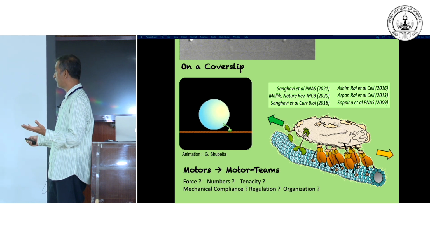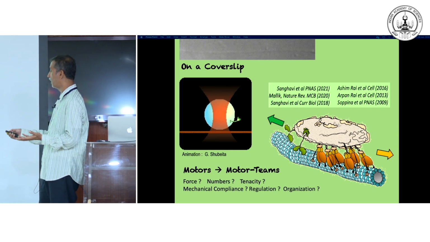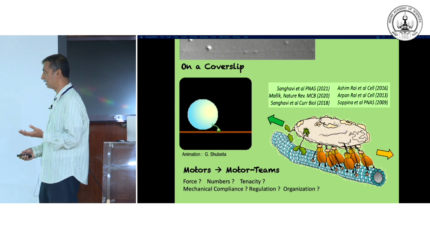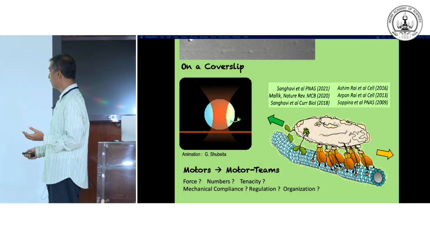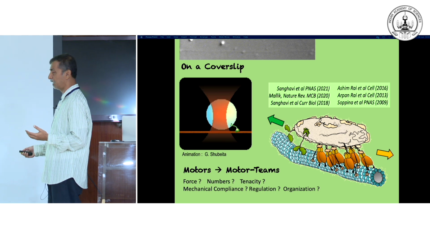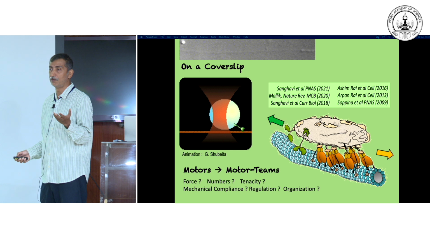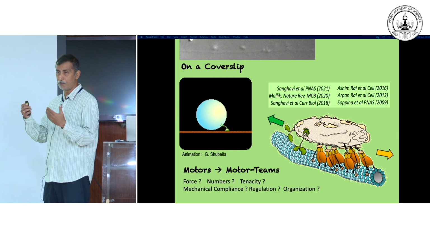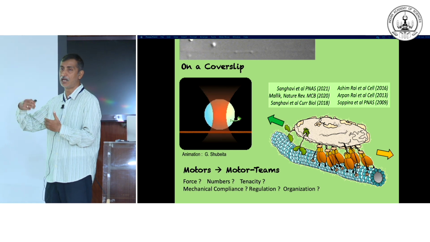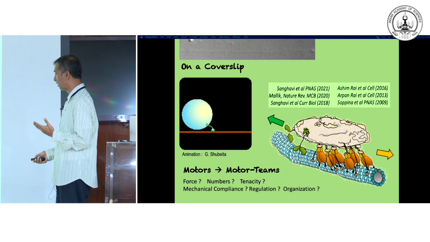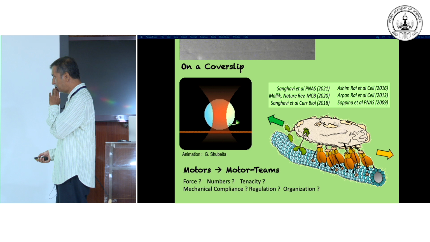If this is an arrangement that exists on these kinds of cargoes, it may not be similar for all kinds of cargoes, depending on where that thing is supposed to go. What are the forces that each of these motors generate? Typically of the order of piconewtons, but just measuring a piconewton force doesn't tell you much. You have to compare that force to something else, some biological process, some energy scale. So many of these things are still unknown.